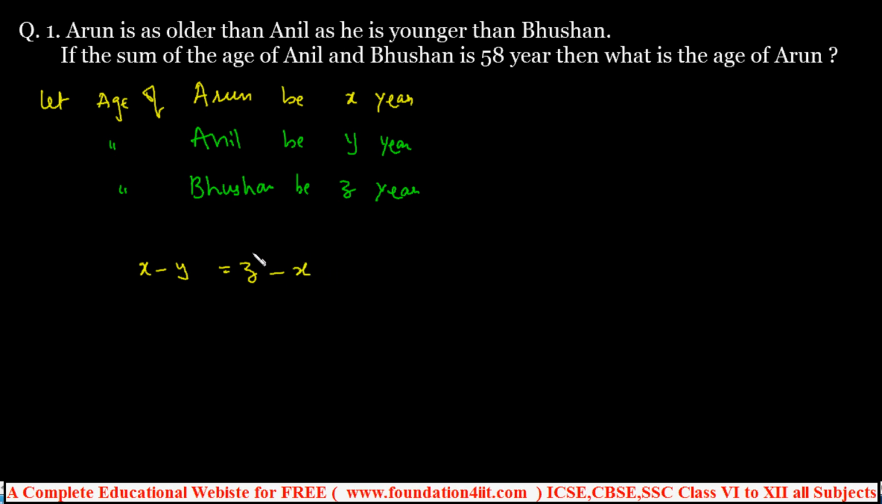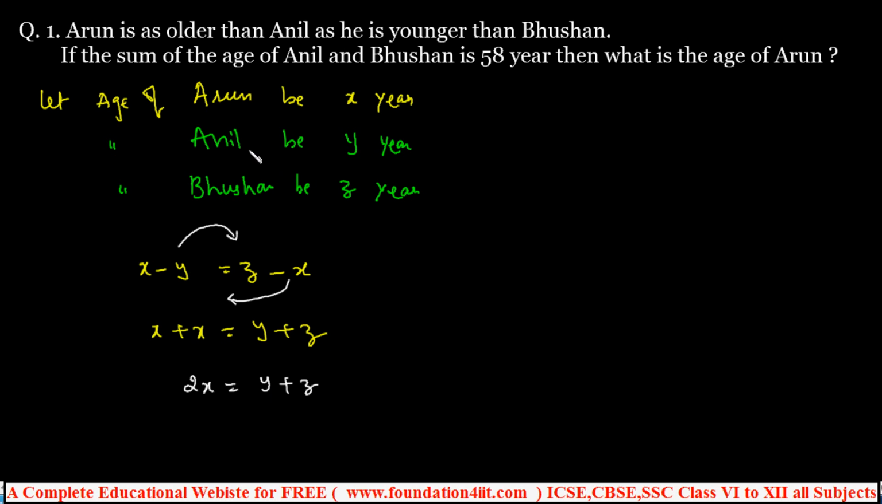Z minus X again. Arun is older than Anil, and Anil is younger than Bhushan. This is the statement: X minus Y is equal to Z minus X. From this, take the values to one side. Taking the LHS, X plus X is equal to Y plus Z. Then 2x is equal to y plus z.